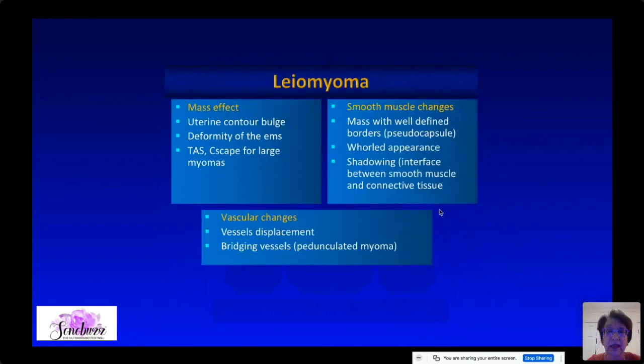Now let's talk briefly about myoma, and we'll talk about some more problem cases. But basically they cause mass effect, and the smooth muscle changes will have a whorled appearance. You can have shadowing because there's a lot of fibrous tissue sometimes in those myomas. They will cause mass effect, and the vessels will be displaced.